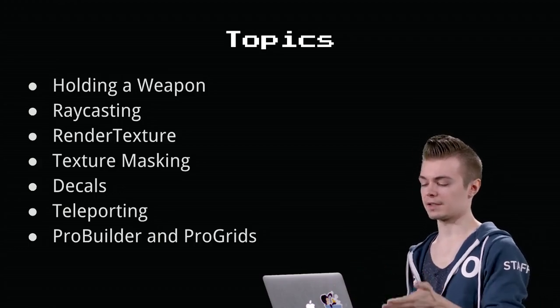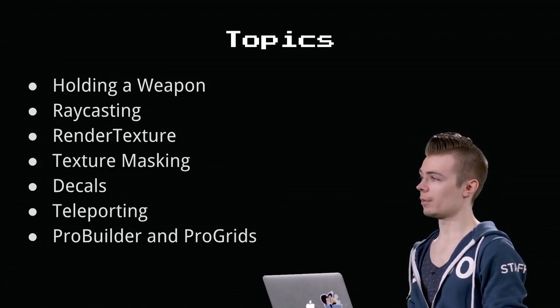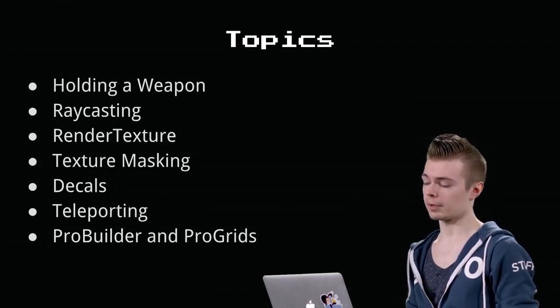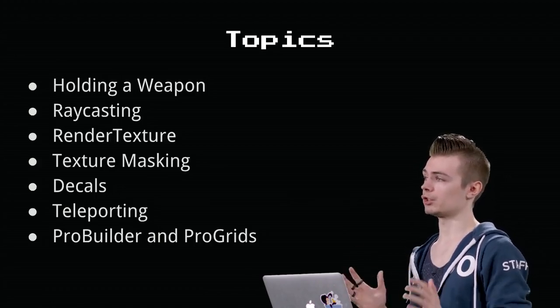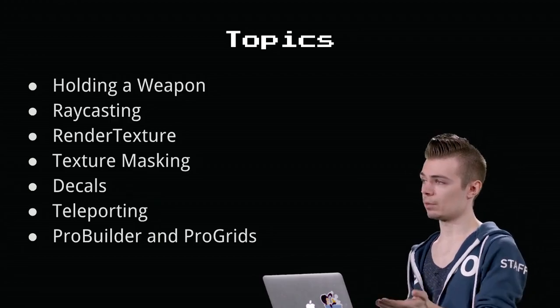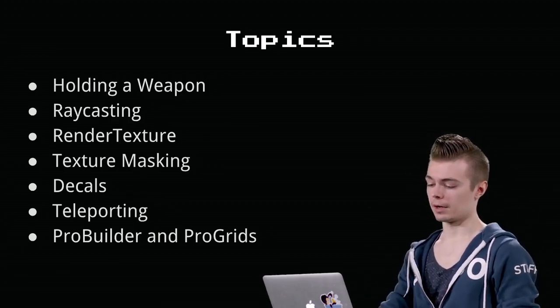So in order to do that teleport cleanly, you have to override some default behavior. And lastly, we'll take a look at some new tools that Unity has introduced with 2018.1, ProBuilder and ProGrids, which allow you to actually model geometry in the scene. And this is what the assignment is going to be focused on.